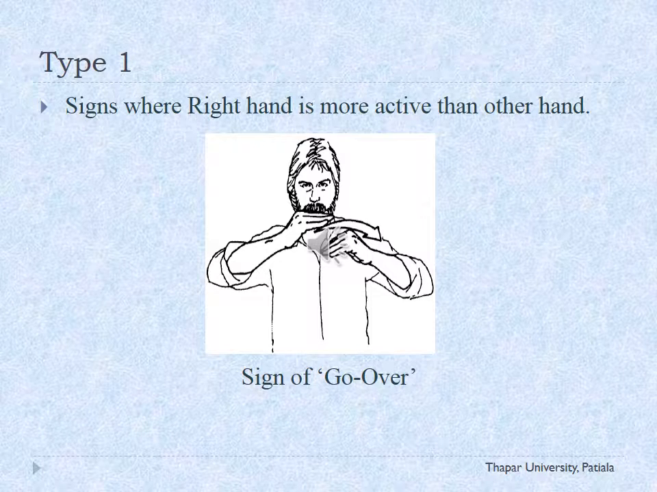Whereas type 1 sign uses the right hand more actively than the other hand. That is, the right hand is more active than the left hand. So the video shows the sign of "go over". The man showing the sign, the right hand is more active and moving downward on the upper side of the left hand.